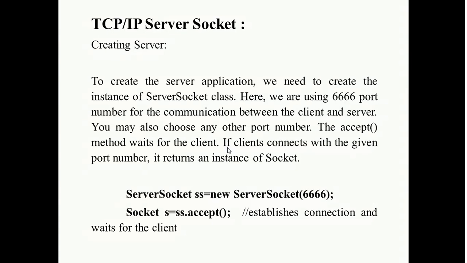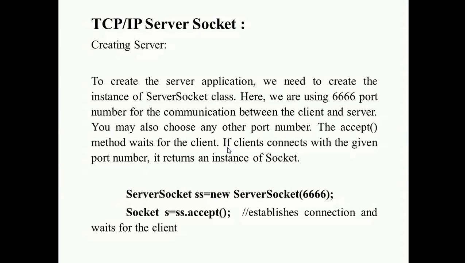So in the TCP/IP client socket, 2 exceptions are thrown. First is IOException and second is UnknownHostException. And in the TCP/IP server socket, this class throws 1 exception, that is the IOException.